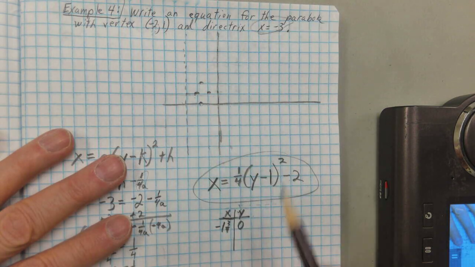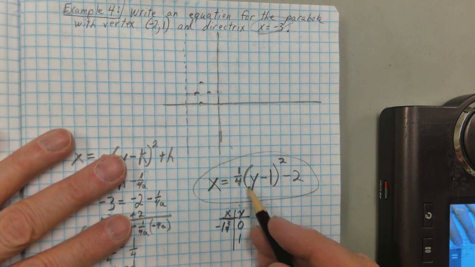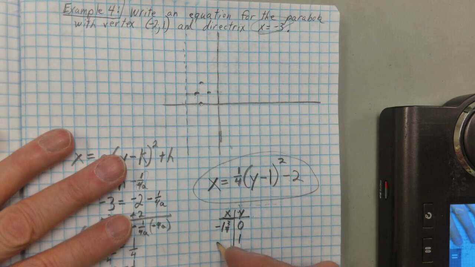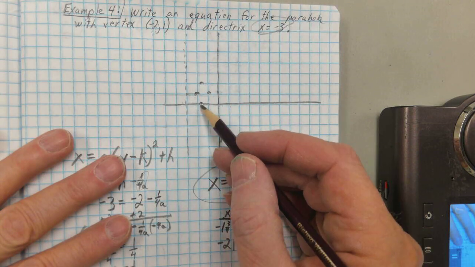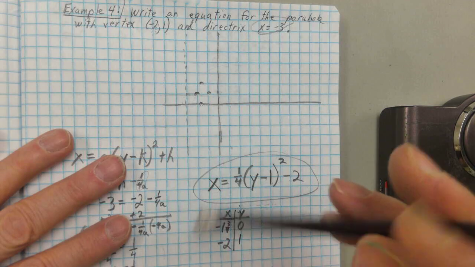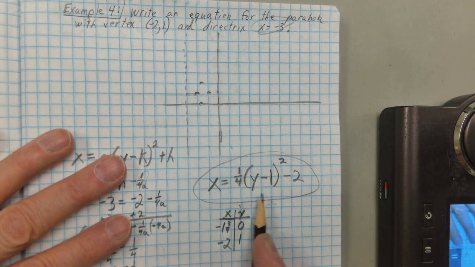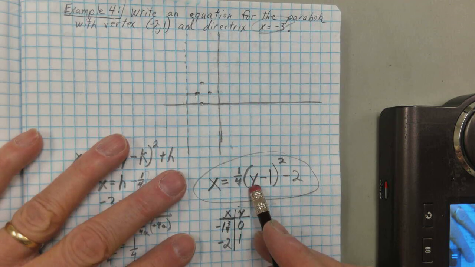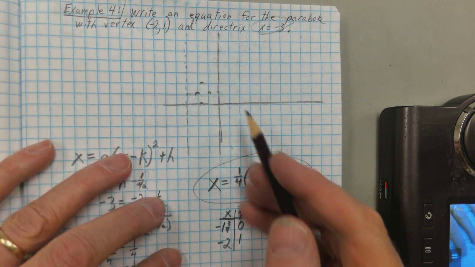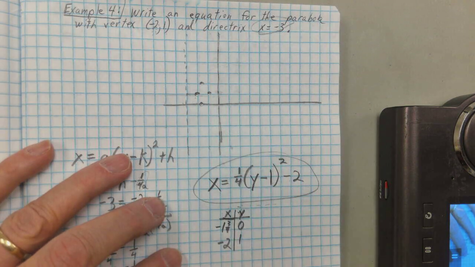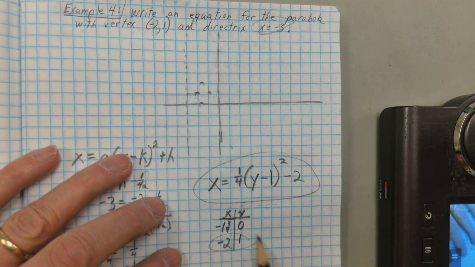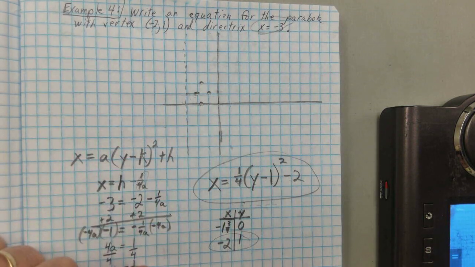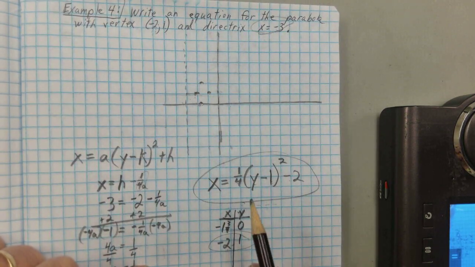And I'll come up here also. When y is 1, that's 1/4 times 0 minus 2. We're at -2. Alright, that was kind of silly. That is the vertex, so I knew that. I got paused there for a second, didn't I? Alright, let's think a little more here.